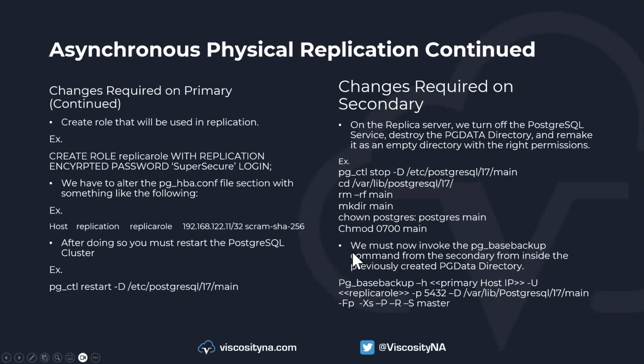From doing that, then you can invoke what's called the pg_basebackup utility command from the secondary from inside that main directory file path location. So I give you an example of the syntax used there. We're going to talk about these additional parameters and switches in just a second.